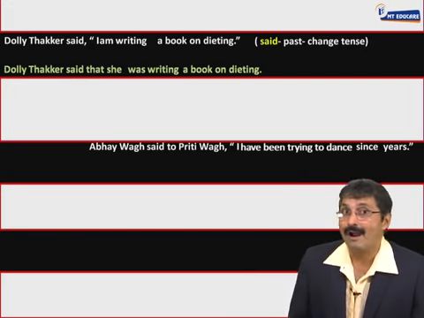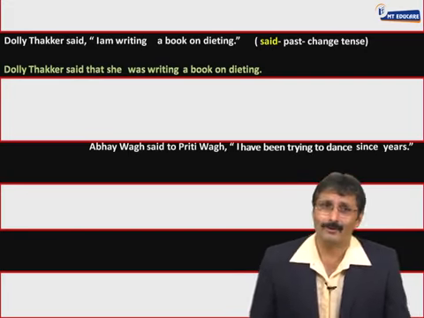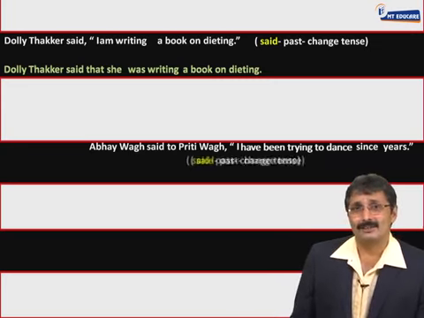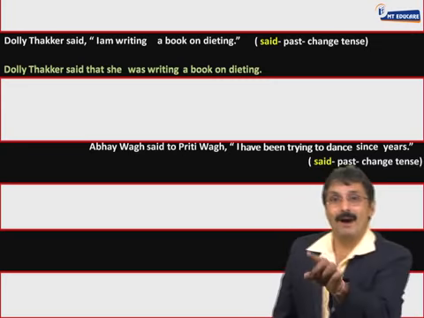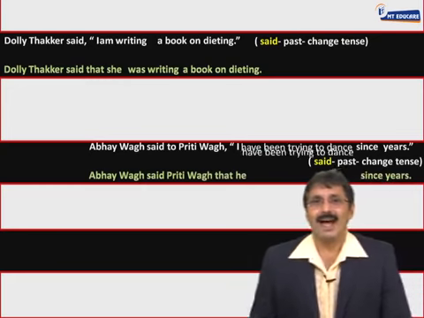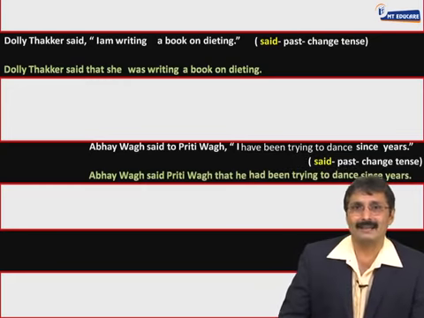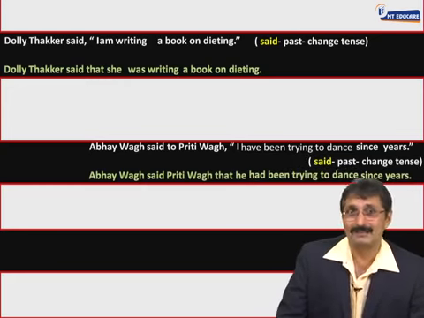Have को had में बदल. Am, is, are, was, were में बदल. Have और has को had में बदल. क्यों? क्योंकि बाहर का tense past तो ही अंदर change कर. And your answer: Abhay Wagh said that he had been trying to dance since years.